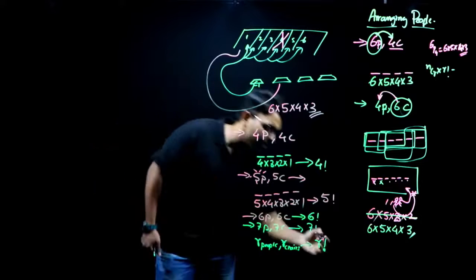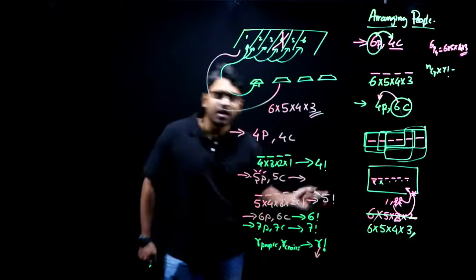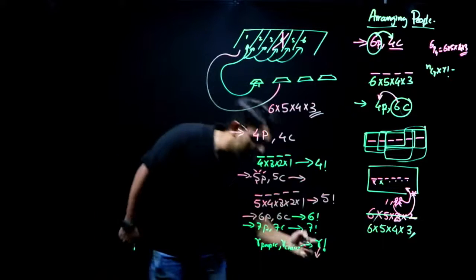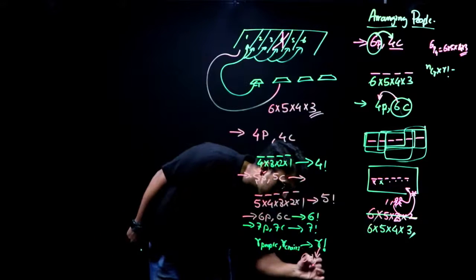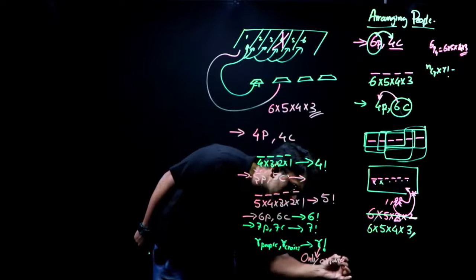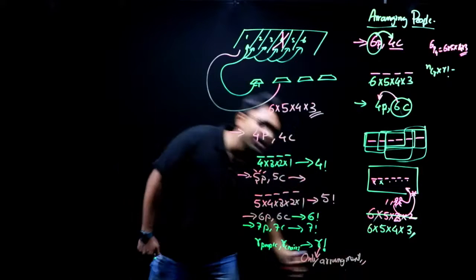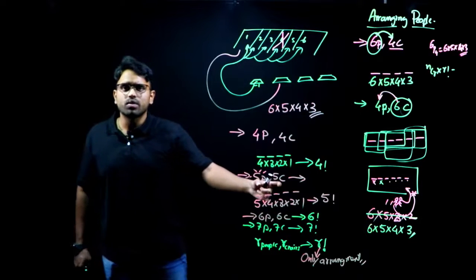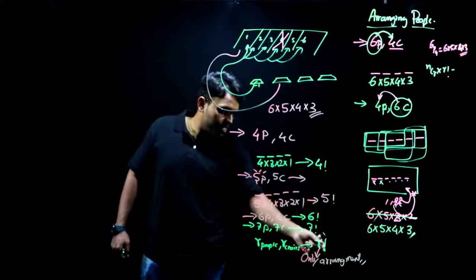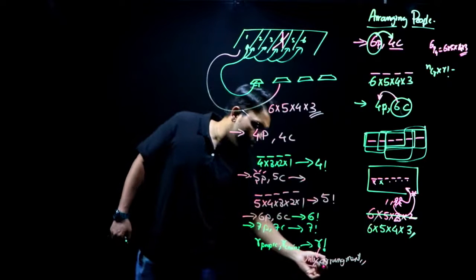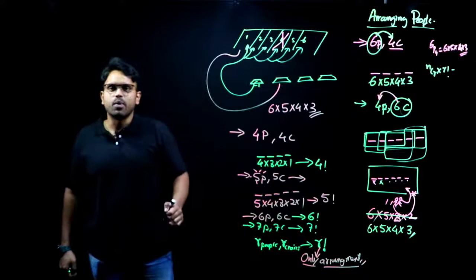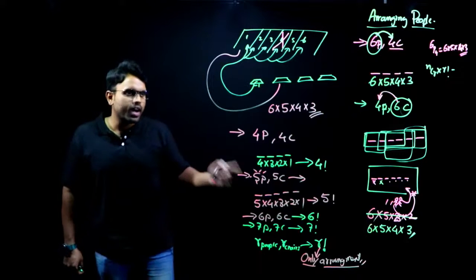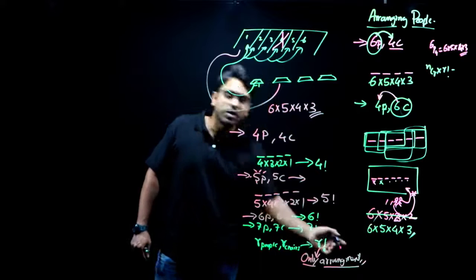What are we doing here? Go back to the flashback. R factorial is only arrangement. I am doing only arrangement. When the number of people is equal to the number of spaces, what will I be doing? I'll be doing only arrangement. Everyone understood why R factorial is only arrangement?